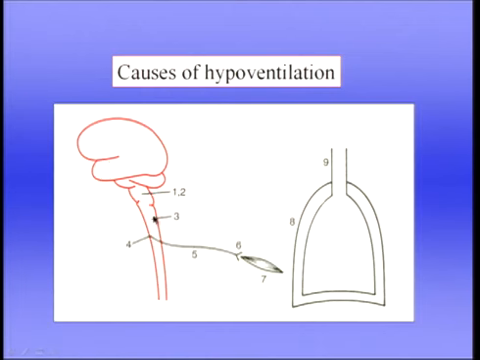Another cause would be interference with the nerve tracts coming down through the spinal cord. For example, dislocation in the neck and compression of the spinal cord.